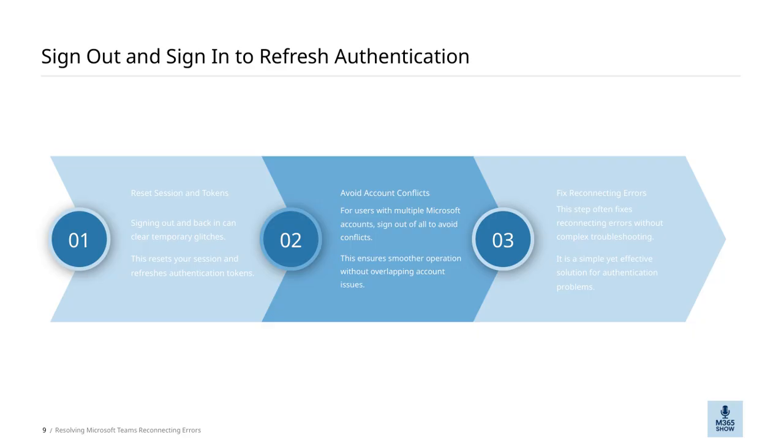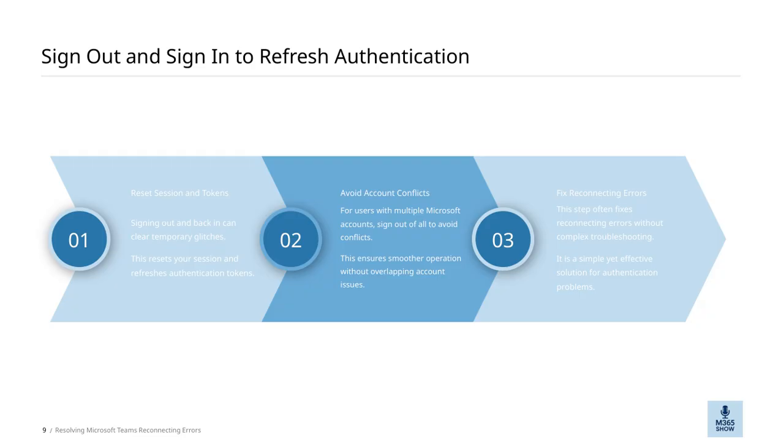All right, let's talk about how signing out and signing back in can really help resolve some of those pesky Microsoft Teams reconnecting errors. Sometimes, a simple sign out can clear up temporary glitches that might be causing issues. When you sign out and then sign back in, it effectively resets your session and refreshes your authentication tokens. This process often solves the problem without the need for more complex troubleshooting. If you're using multiple Microsoft accounts, it's especially important to sign out of all of them. This helps prevent conflicts between accounts that could interfere with Teams' operation.